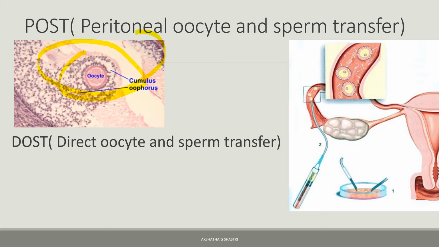Next one more is DOST, that is direct oocyte and sperm transfer. Here, after the retrieval of the egg from the stimulated ovary, and after the retrieval of the sperm, they are transferred directly. This is also under the guidance of ultrasound. So these are the techniques which are available for childless couples to have their own baby.